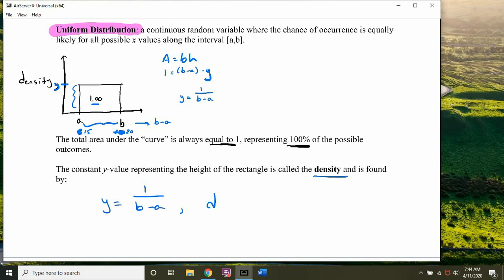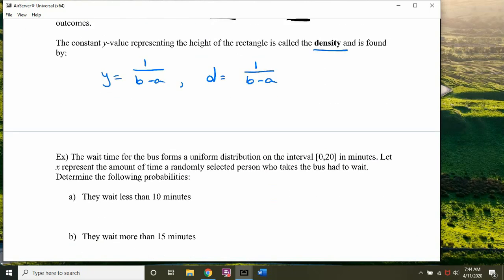Or if you want, you can use the letter D for density. But it represents the height of the rectangle. And we'll be told in a problem if something is a uniform distribution, as you'll see in the examples. Basically our job is to take what we're being given, sketch the graph of this thing, and then look at areas of certain regions under the graph between whatever values we're told, to find the probability of occurrence. So let's take a look at how this stuff works.